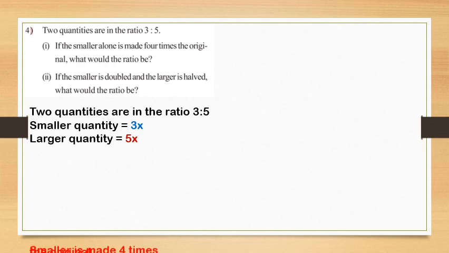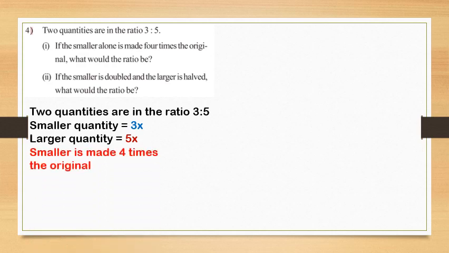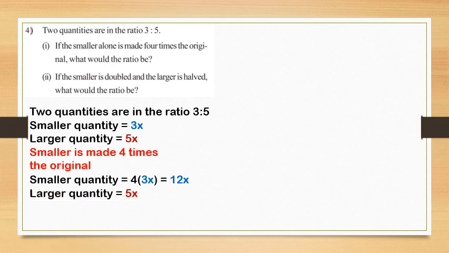So let us write smaller is made 4 times the original. So the smaller quantity equal to 4 into 3x, which is equal to 12x. And larger quantity remains same, that is 5x. So two new quantities equal to 12x and 5x. Here x is common. When we cancel it, we get new ratio equal to 12:5.